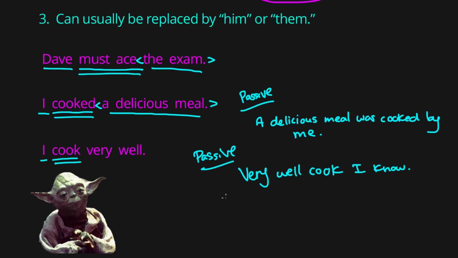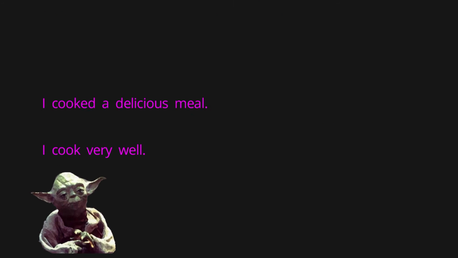Please do not. So here, very well, you can see is our adverb. It's describing how you cook, so it's not our direct object. That's why we can't write it in the passive voice. And it is not receiving the action of the verb there, because that is an intransitive verb. So it doesn't go with a direct object. All right, let's clear all this and move on to the last part, which is indirect objects.